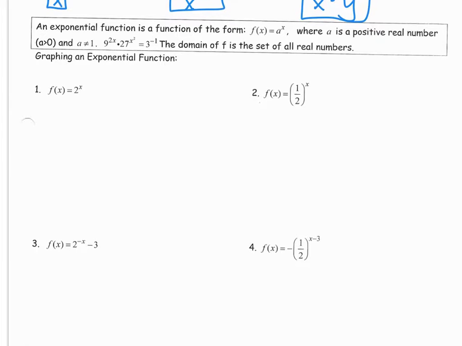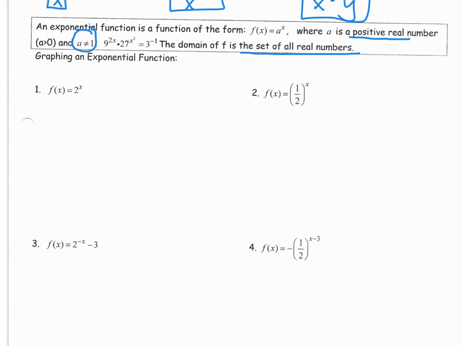An exponential function is a function of the form f of x equals a to the x, where a is a positive real number. Okay, so the base a has to be positive. That's important. Okay, and then a can also not be 1, because if it were 1, the answers to everything would be 1, anything to the first power. Okay, and the domain is the set of all real numbers.